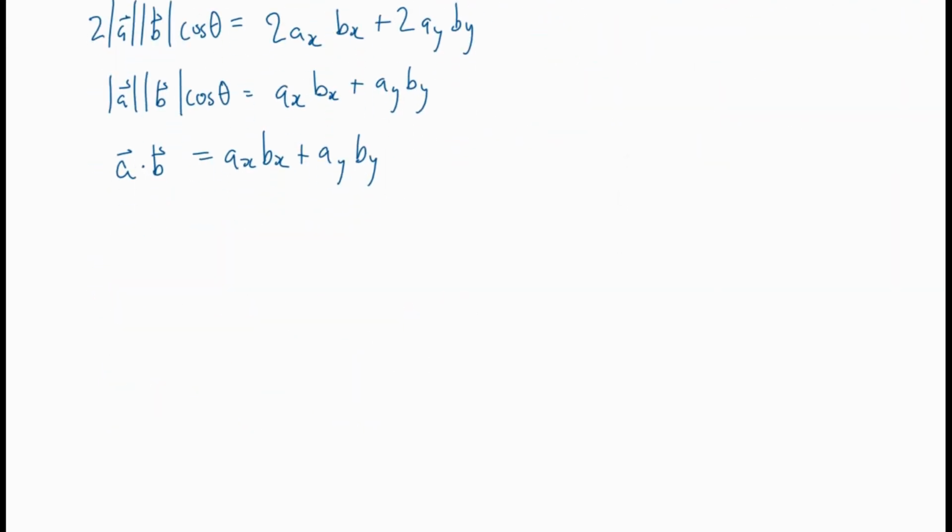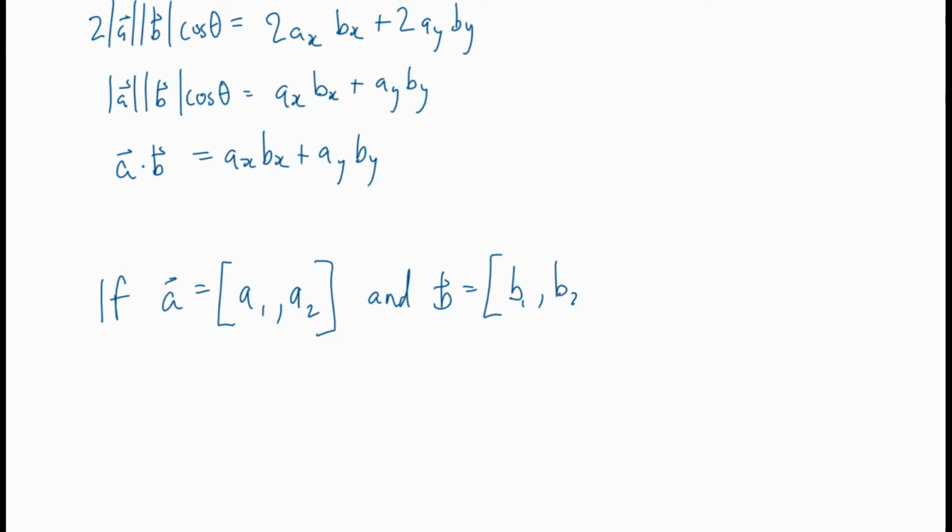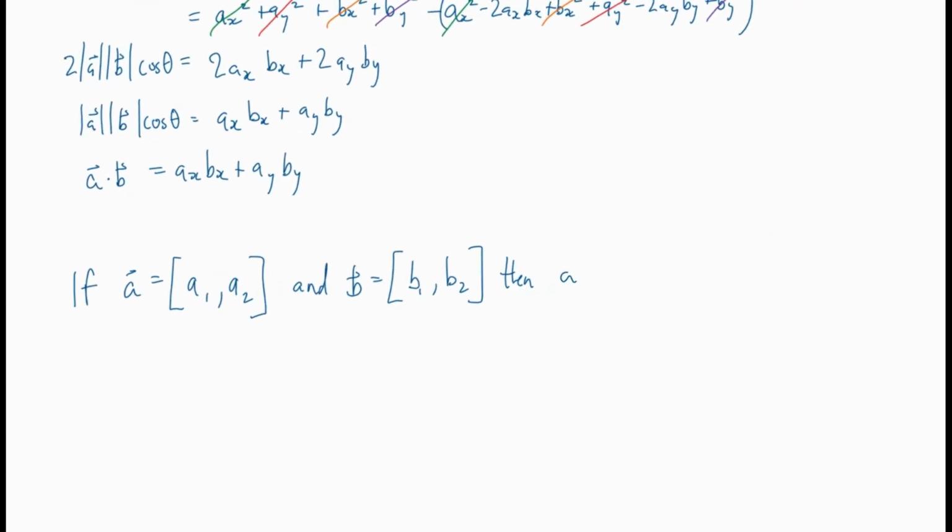So just to recap one more time, if A, I'm going to actually write this in a different way, is A1, A2, and B is B1, B2, or BX, BY, same thing, then A dot B in vector space is equal to A1, B1 plus A2, B2.